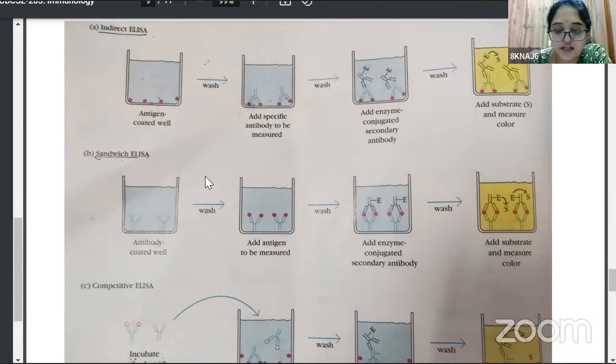Flocculation test for antigens and antibodies, an example is the VDRL test. And then you have an agglutination inhibition test for your home pregnancy test kits. So all of these use the principle of antigen and antibody interactions.